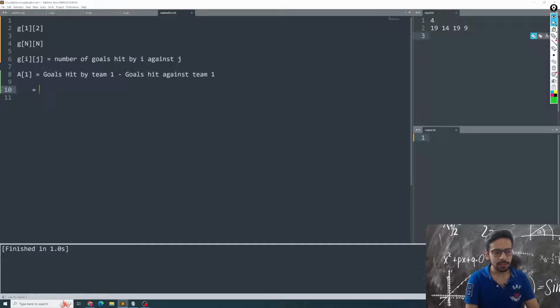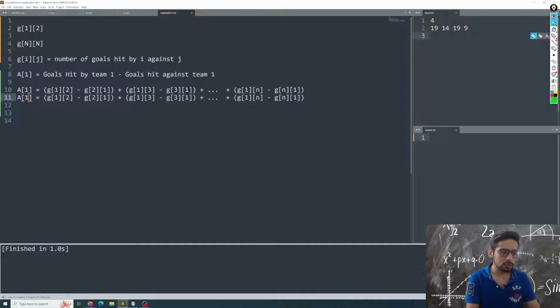So A1 can then be written as the number of goals that the first team hits against the second team minus the number of goals the second team hits against the first team, plus the number of goals the first team hits against the third team minus the number of goals the third team hits against the first team, and so on till the number of goals the first team hits against the nth team minus the nth team hits against the first team. This is your efficiency of the first team.